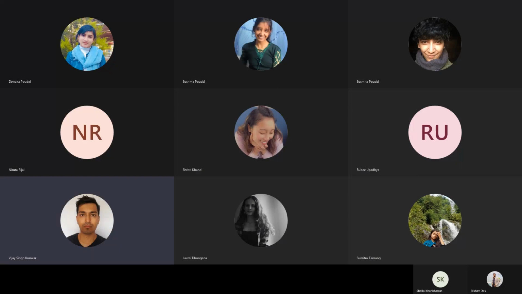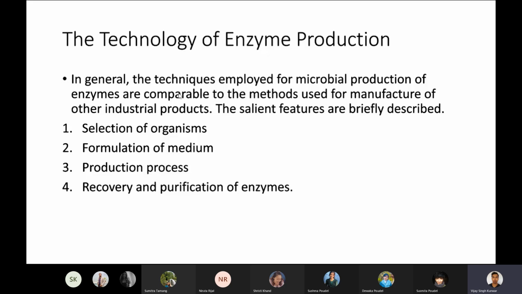Methods used for the manufacture of enzymes are comparable to the methods used for the manufacture of other industrial products. The salient features are briefly described. So the salient features are the selection of the microorganisms, formulation of the medium, the cultural medium, right? And the production process, and recovery and purification of enzymes. And this is our enzyme production.